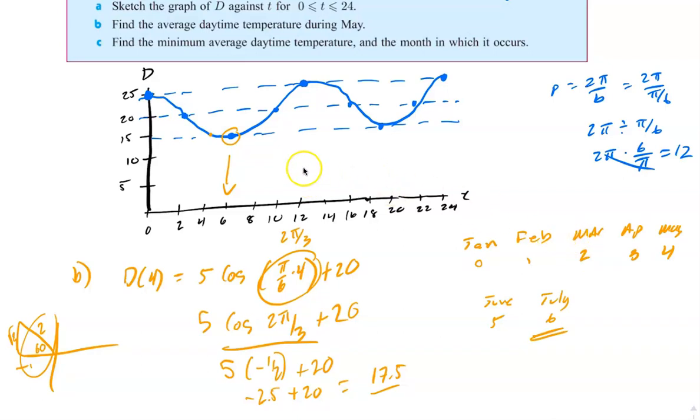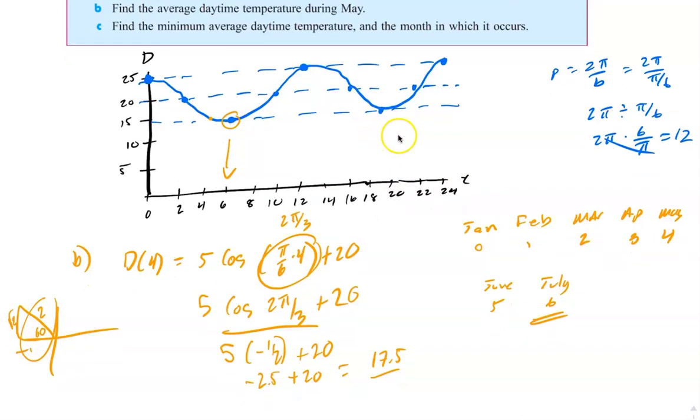That's weird. Anyway, we could also go around again. Another 12 months would be right here. Looks about 18, right? 18 minus 6 is 12. That's a full year, so it would be July again. So find the minimum average daily temperature and what month it's in. So the minimum average daily temperature would be 15, and it happens in July.